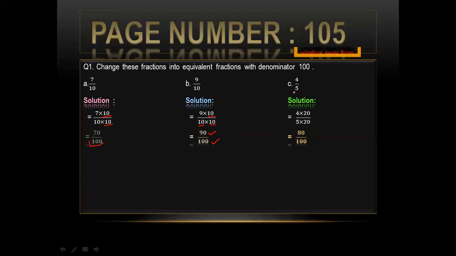C part is 4 upon 5. Now 5 is a different denominator. So what will we do? We multiply it with 20 to make it 100. To convert 5 into 100, we multiply it with 20. Both numerator and denominator will be multiplied by 20. 4 multiplied by 20 is 80. And 5 multiplied by 20 is 100.